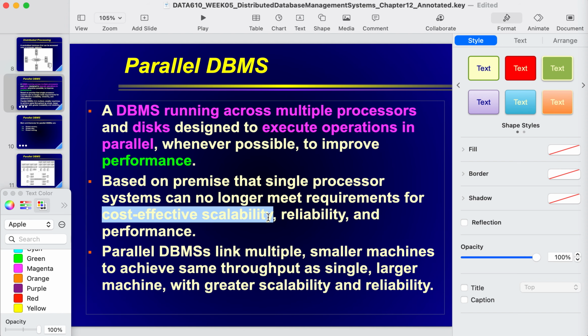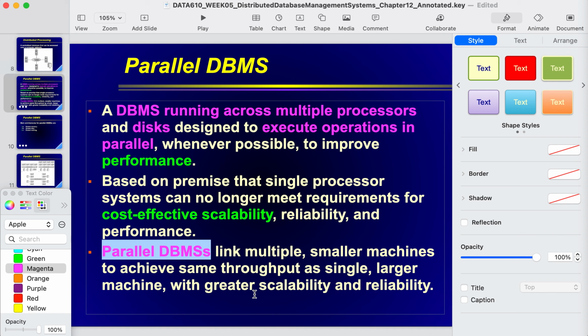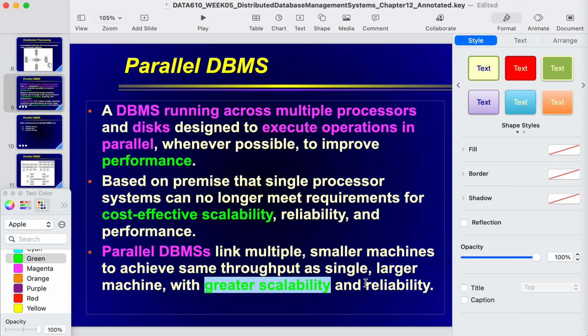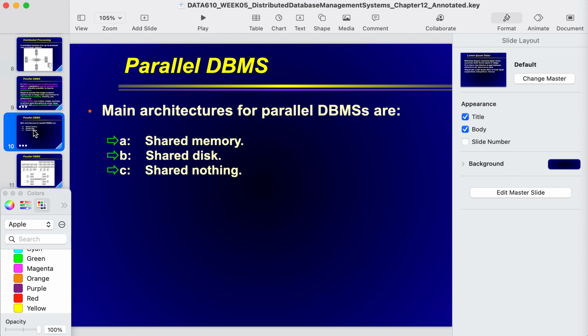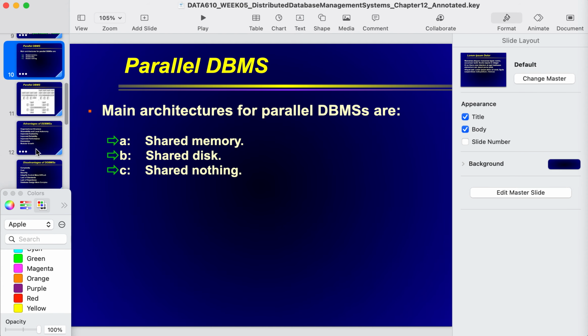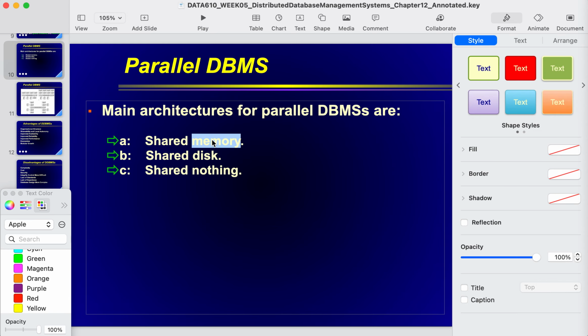So that has to do with cost effectiveness, reliability, and performance. This kind of parallel system would link multiple smaller machines to achieve the same throughput as a single larger machine. However, we have greater scalability and reliability in this case. For the parallel systems, we would be sharing the memory of the machine and the disk. We can configure what we would like to share from it.